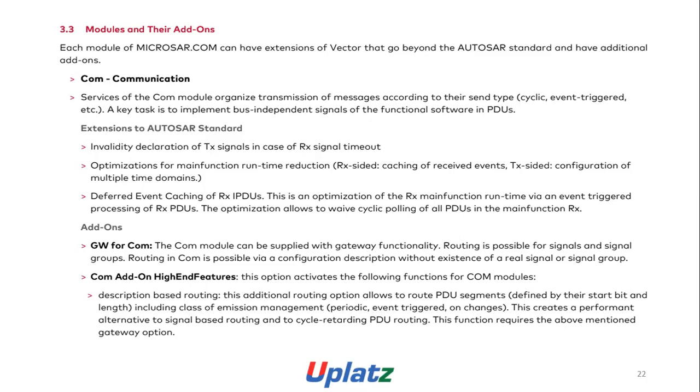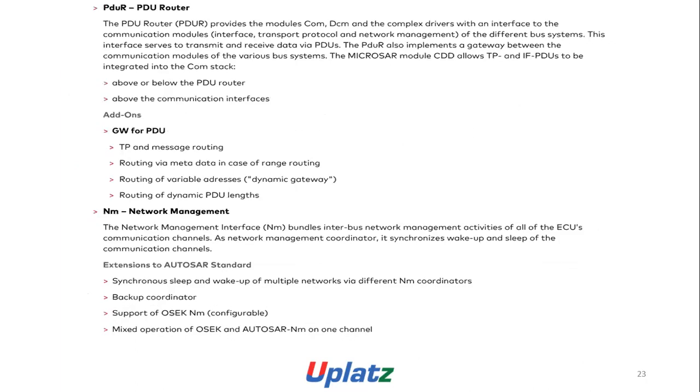COM add-on feature. This option activates the following functions for the COM module. Description-based routing: this additional routing option allows routing of PDU segments defined by their start bit and length, including classes of emission management, periodic, event triggered and changes. This creates a performant alternative to signal-based routing and is used for cyclic PDU routing. This function requires the above mentioned gateway option.